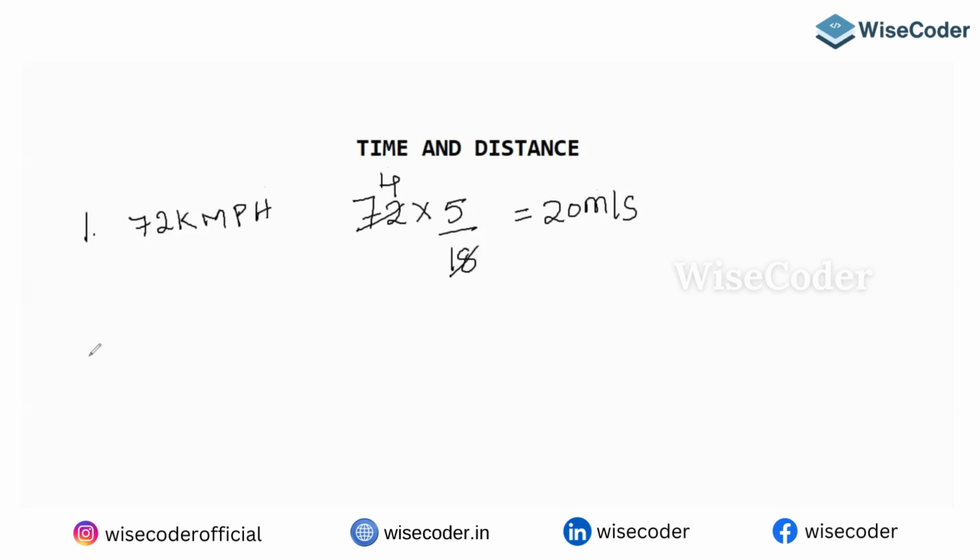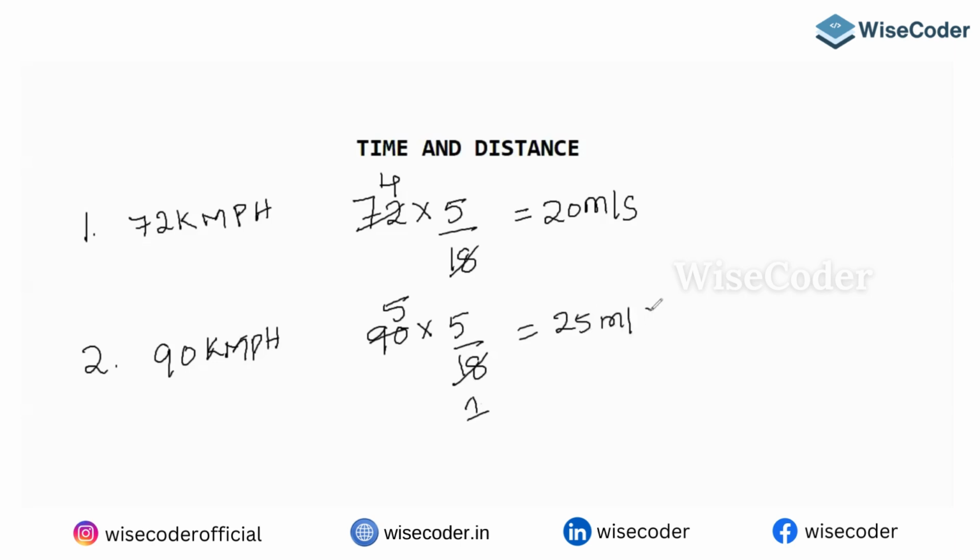Okay. Let's say if you want to convert 90 kilometer per hour. How are you going to do this? 90 into 5 by 18. 18 how many times? 18 ones are 18, 5 fives are what, guys? 25 meter per second.